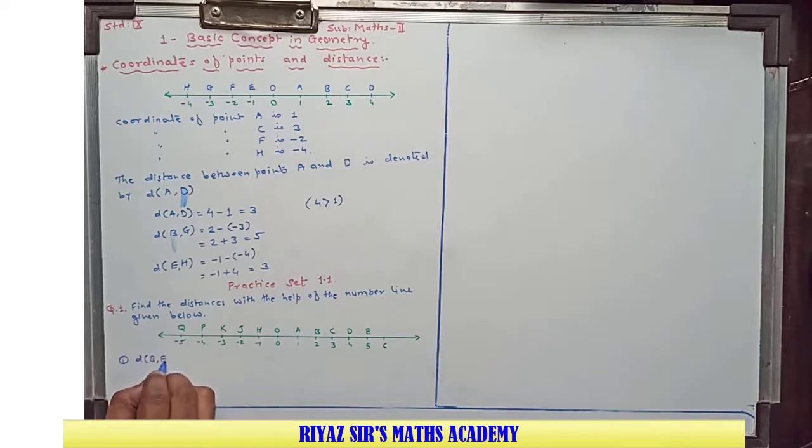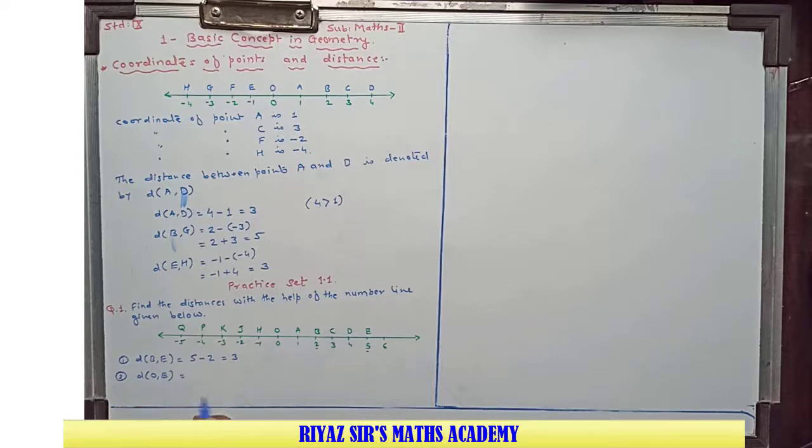Distance BE. Now first find the coordinate of point B, which is 2, and the coordinate of point E is 5. Which one is greater? 5 is greater. So just take the subtraction: 5 minus 2 is equal to 3. Simple example.